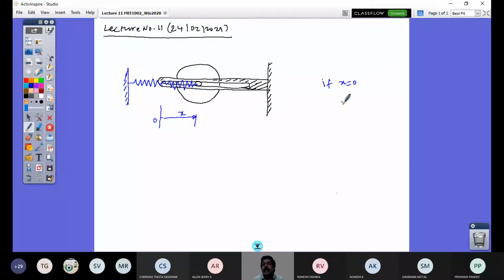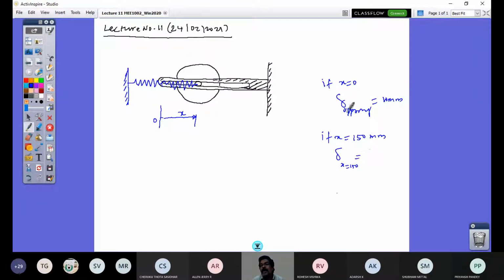Correct? When x is 0, the deflection in the spring, let us say delta naught, is 10 mm. Now, if x is equal to 150 mm, what is the tension? That's the question. So, when x is equal to 150 mm, what is the elongation in the spring at x is equal to 150?